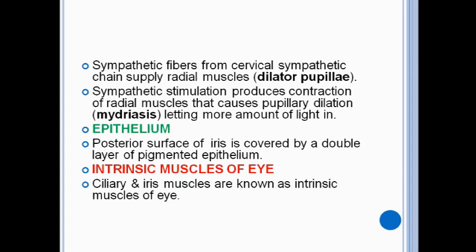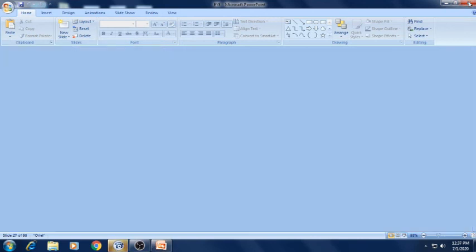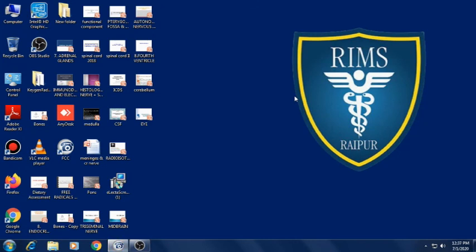So these are the two layers of your eye, the fibrous layer and the vascular layer. The next class we will see the next layer, that is your nervous layer. So that we will see in the next class. If you have any doubt in today's class, whatever I have taught you, you can continue with the rest of the topics of the eye.